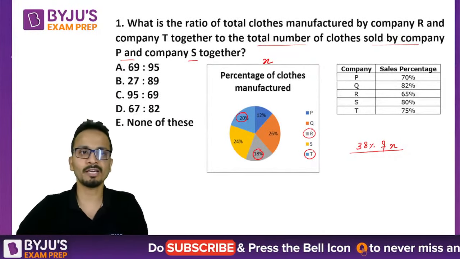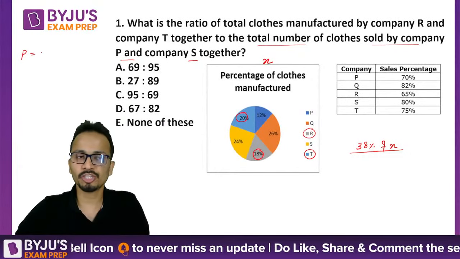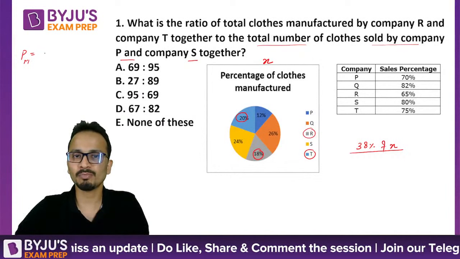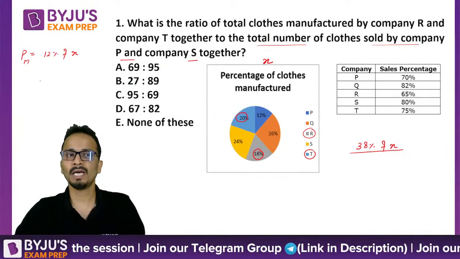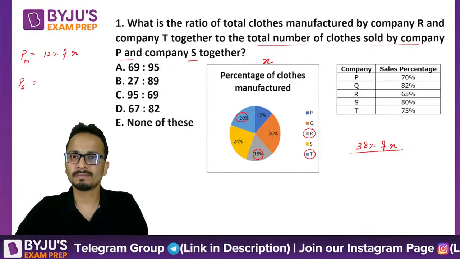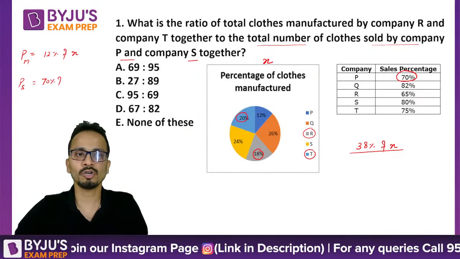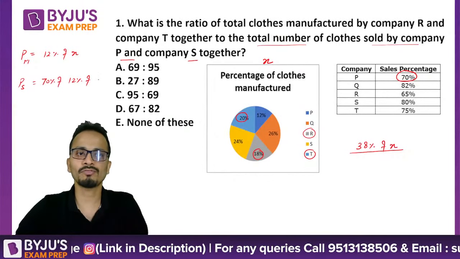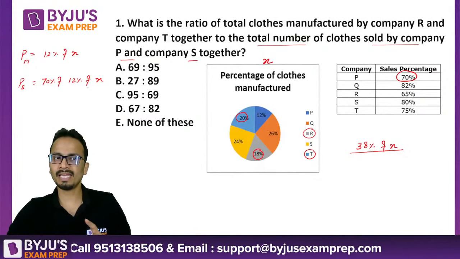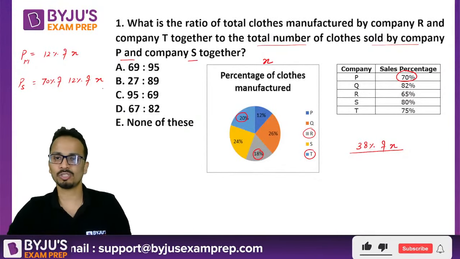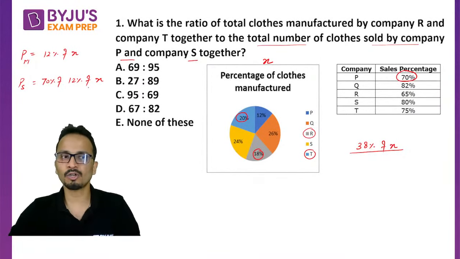Now look at the left hand side of the screen. Company P has manufactured, I'm writing M, company P has manufactured 12% of X number of cloths. Company P will sell 70% of this value. That is 70% of 12% of X. Now, whenever you will be calculating the ratio, then X का जो value है वो cancel हो जाएगा. Right? ओके, एम आई क्लियर? सो x को कंसिडर करने की जरूरत ही नहीं है.